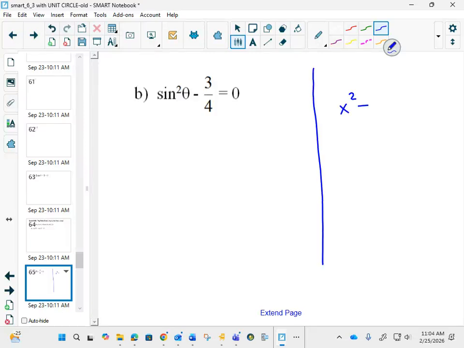Ask yourself, if you had x squared minus 3 over 4, what would you do?